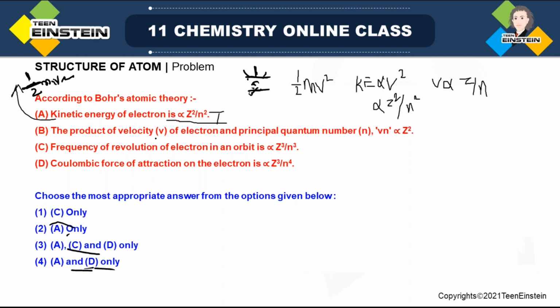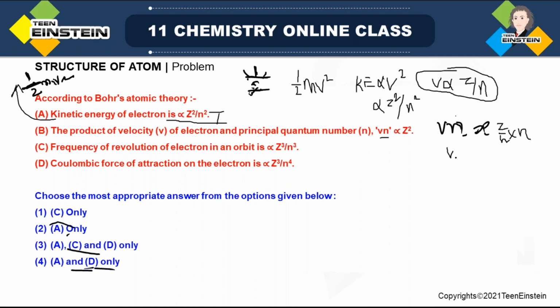Second statement: the product of the velocity of the electron and the principal quantum number, that means v into n, is proportional to Z square. Now we have already seen that v is proportional to Z by n. So v into n should be proportional to Z divided by n into n.